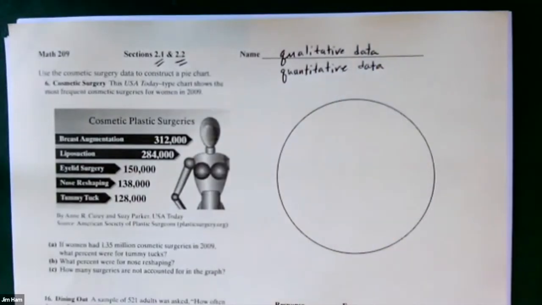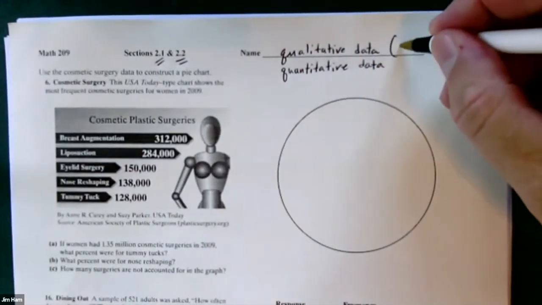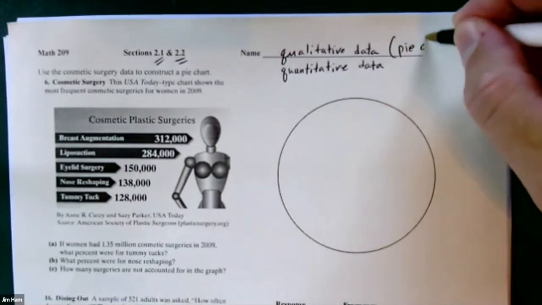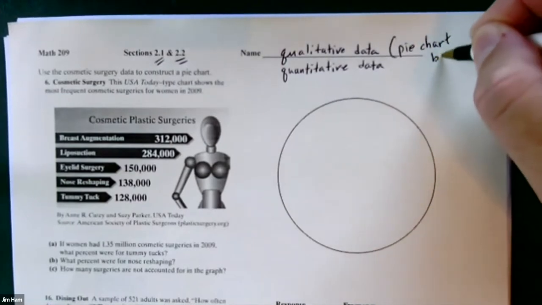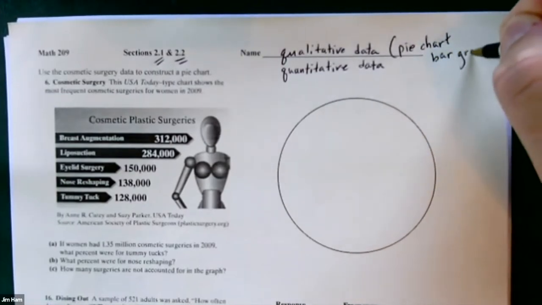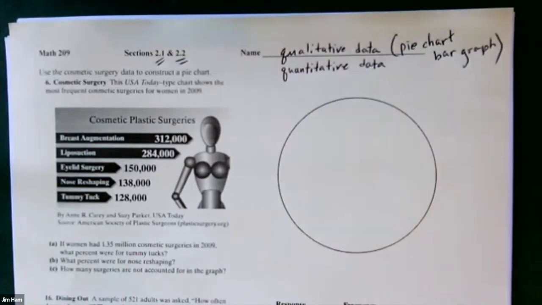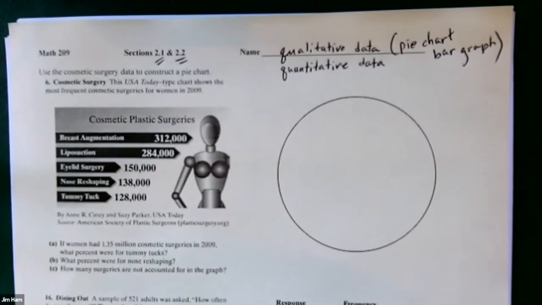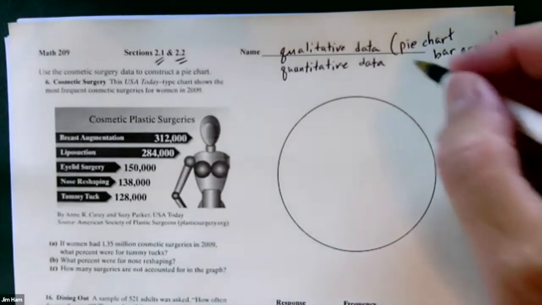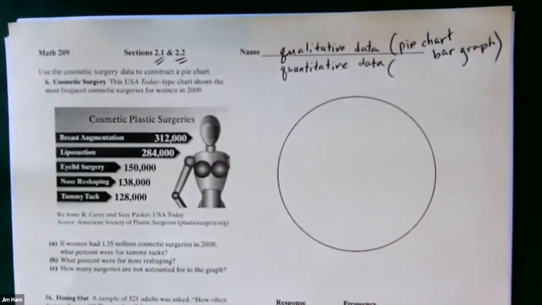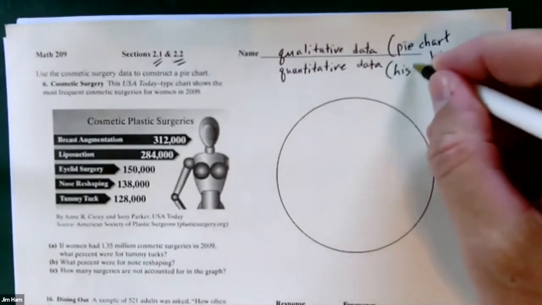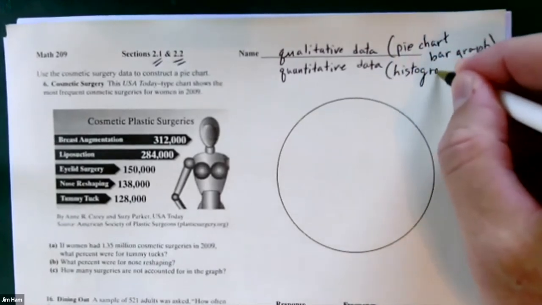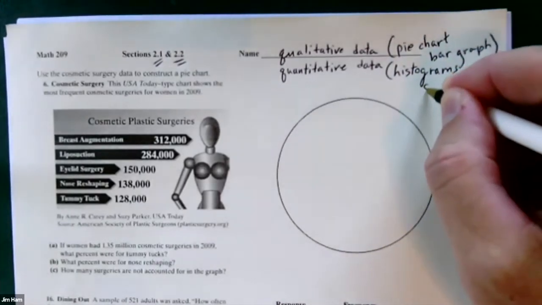So for the qualitative graphs, we have pie charts and bar graphs. Those are pretty much the two that I want you to be able to do. Now, there are variations of pie charts and variations of bar graphs, but the base graph would be those two. And then the quantitative graphs that we're going to look at are histograms and stem and leaf plots.